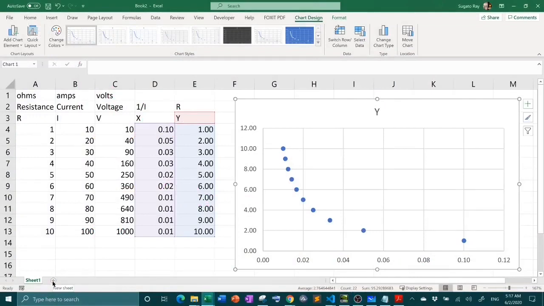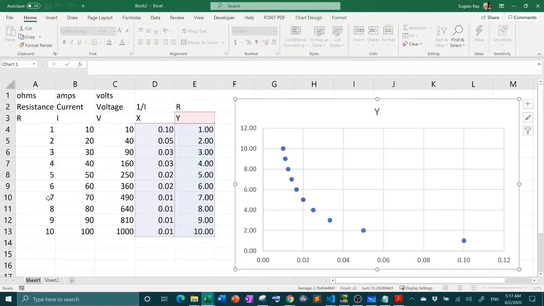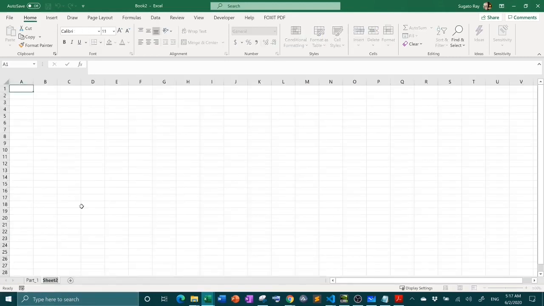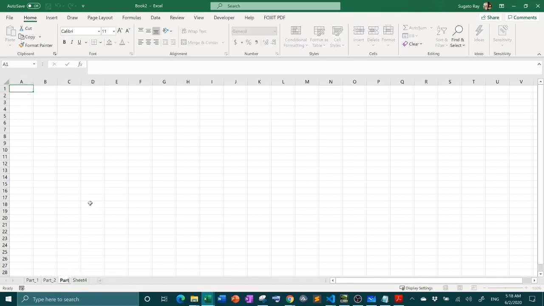So we go over here and create a new sheet, and let's name these as part 1. Then the next sheet we'll rename as part 2. All you have to do is right click on it and rename. And we'll have similarly 2 more sheets, and you can rename them as part 3 and then part 4.